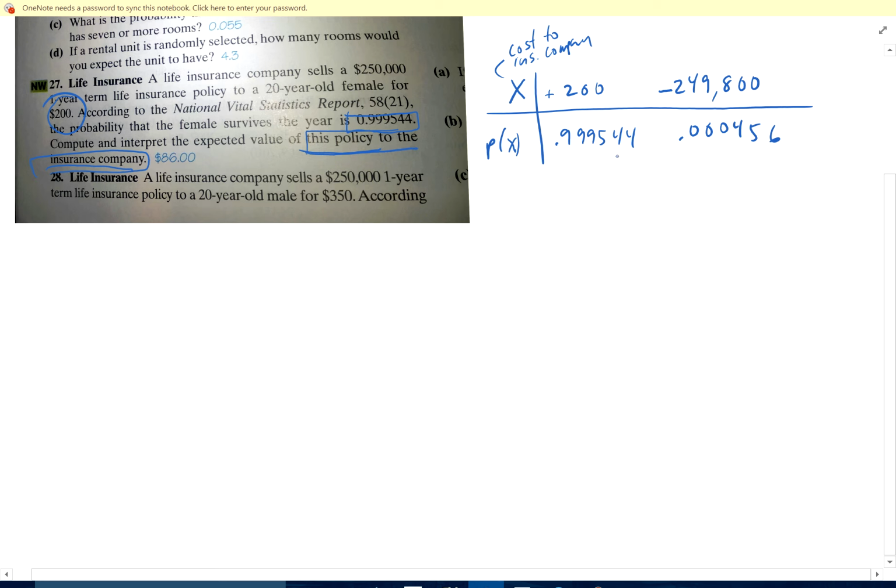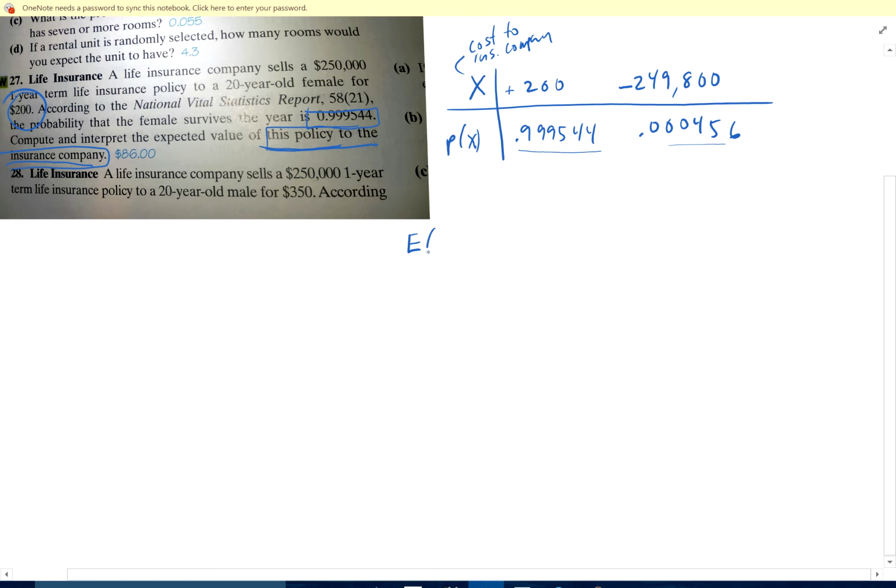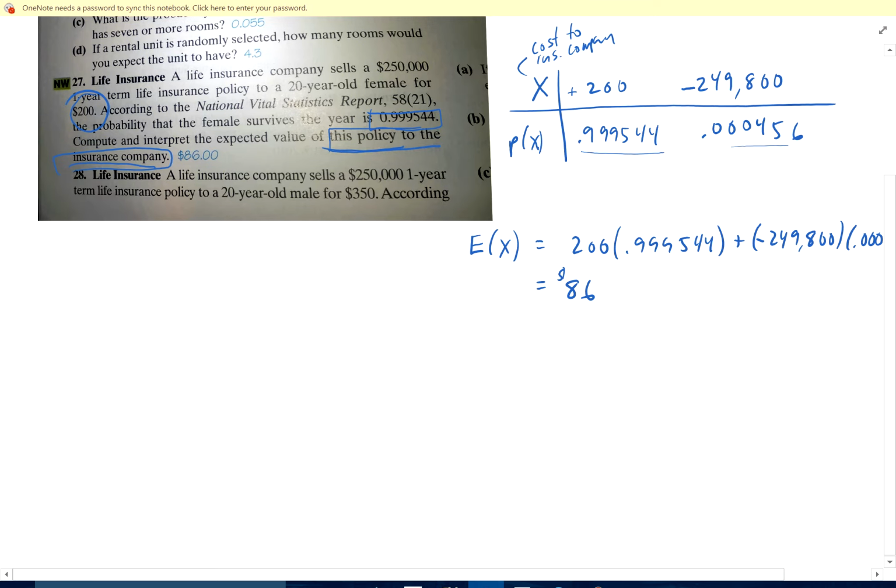And the probability of each one happening are these, right? They told us this value. This is just 1 minus it. So the expected value will be 200 times 0.999544 plus negative 249,800 times 0.000456, and that's going to be $86 if you do that.